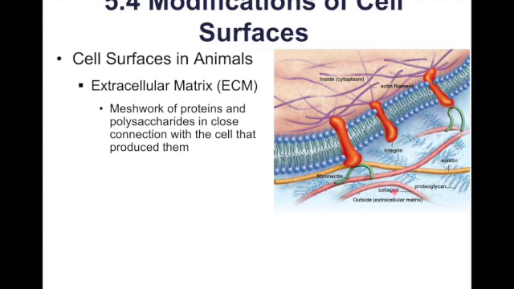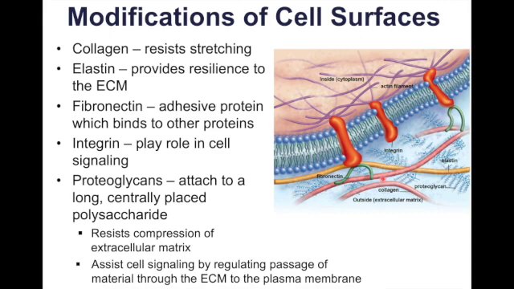So this is the outside here. Usually its outside tends to be on top. This diagram is a little bit reversed. And so a bunch of different ones. Collagen, you've probably heard of collagen before, type of connective tissue like a cartilage. So this is going to resist stretching to help that cell keep its shape.